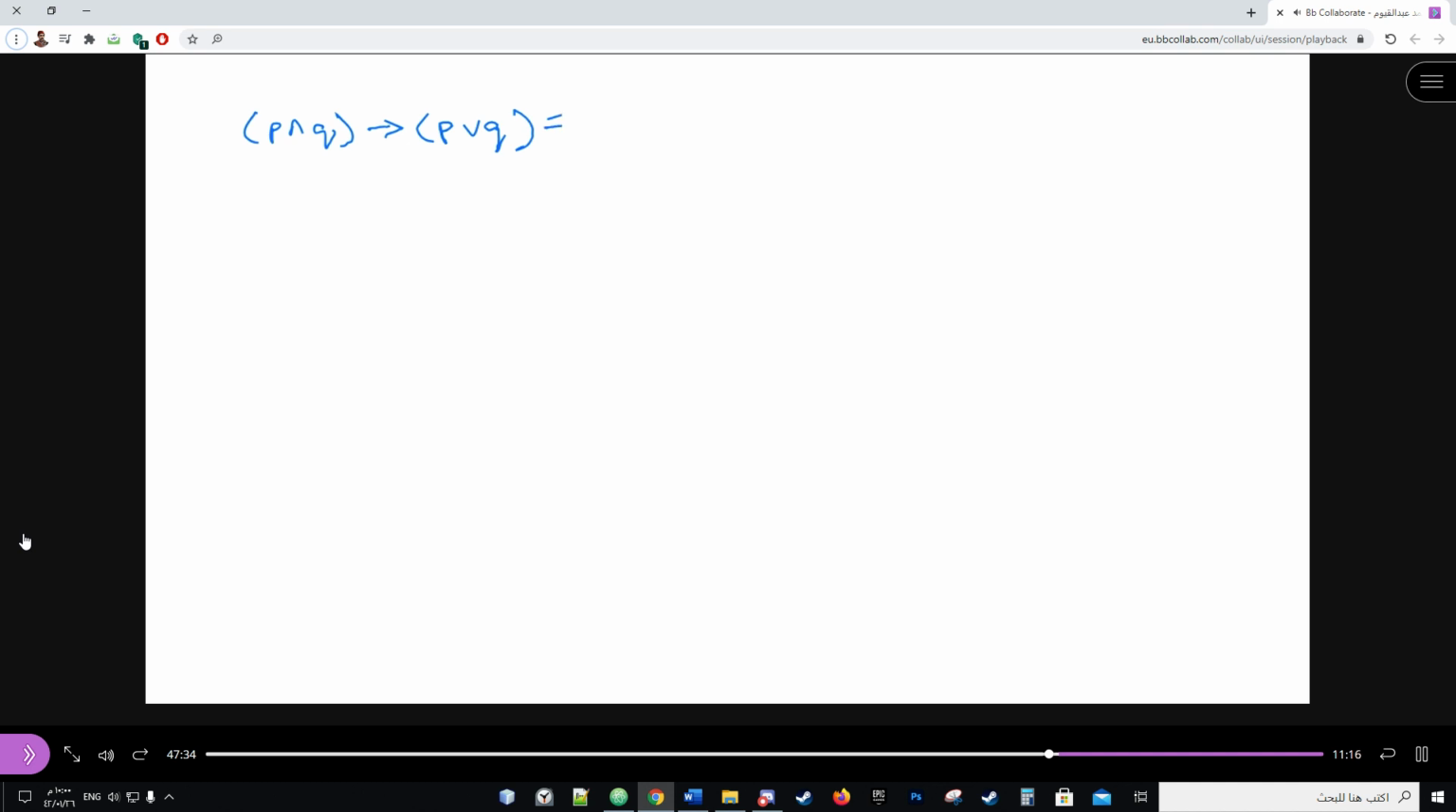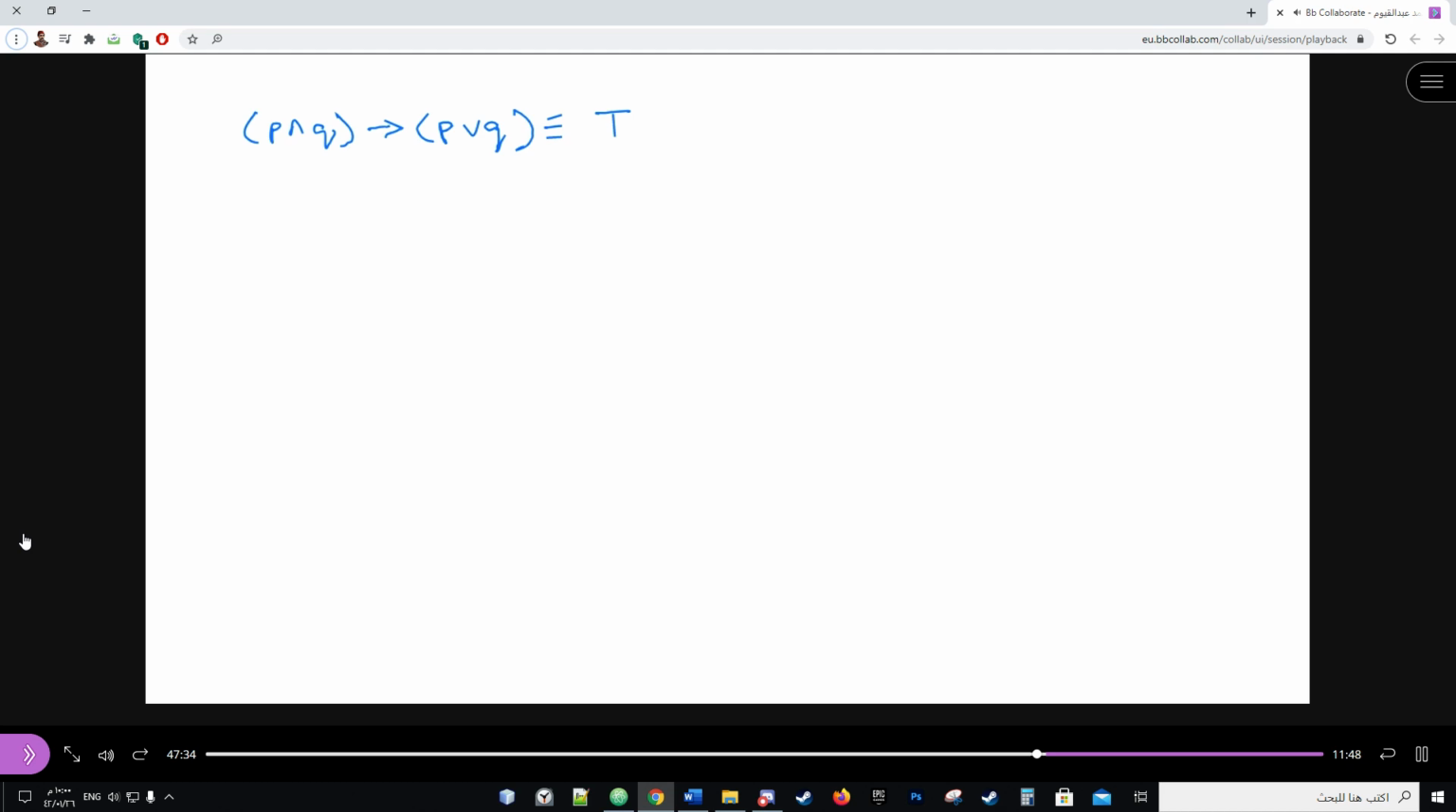Show that this is a tautology. Show that this is a tautology means show that this is always true. The easiest way I can do this is using the truth table, but I want you to use the laws. Please don't look at the slides, you'll just get confused. So how do we approach this? We approach this by applying the laws.